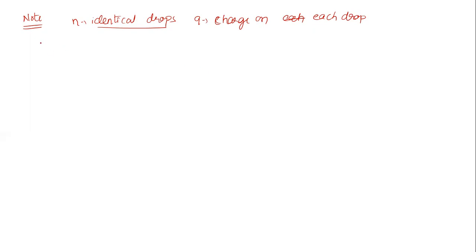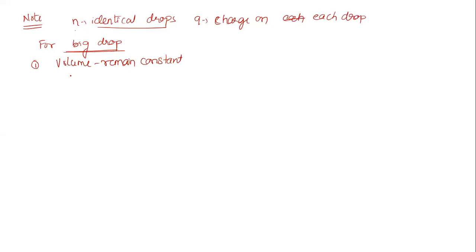So for the big drop, which means the combination of these n identical drops, what will happen? As we combine, the volume remains constant. The volume of n identical drops must be equal to the volume of the bigger drop. So volume remains constant.